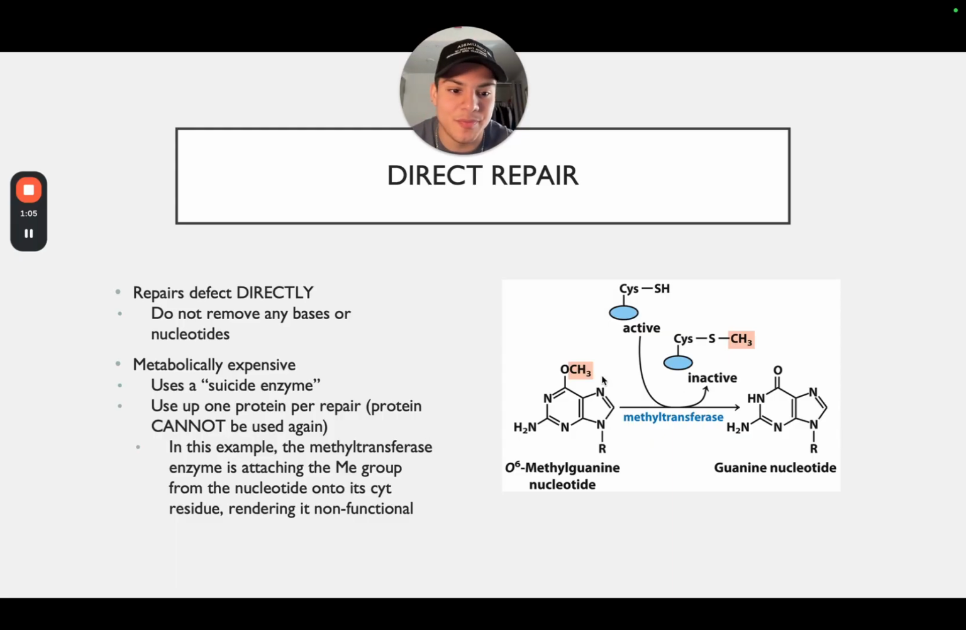And so in this example, we have a methyltransferase basically taking up the methyl group from the methylated guanine residue, and this enzyme will now become inactive and never be able to be used again, but it'll repair the guanine base, and there we go, we just have direct repair from that. So again, if we have guanine alkylation, this is where this direct repair could come into play.